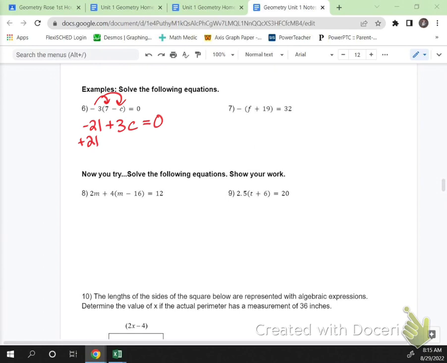We're going to add 21 to both sides. I have 3c equals 21. Final step. Let's divide both sides by 3. C is 7. Questions on that problem? Am I going too fast? Too slow?